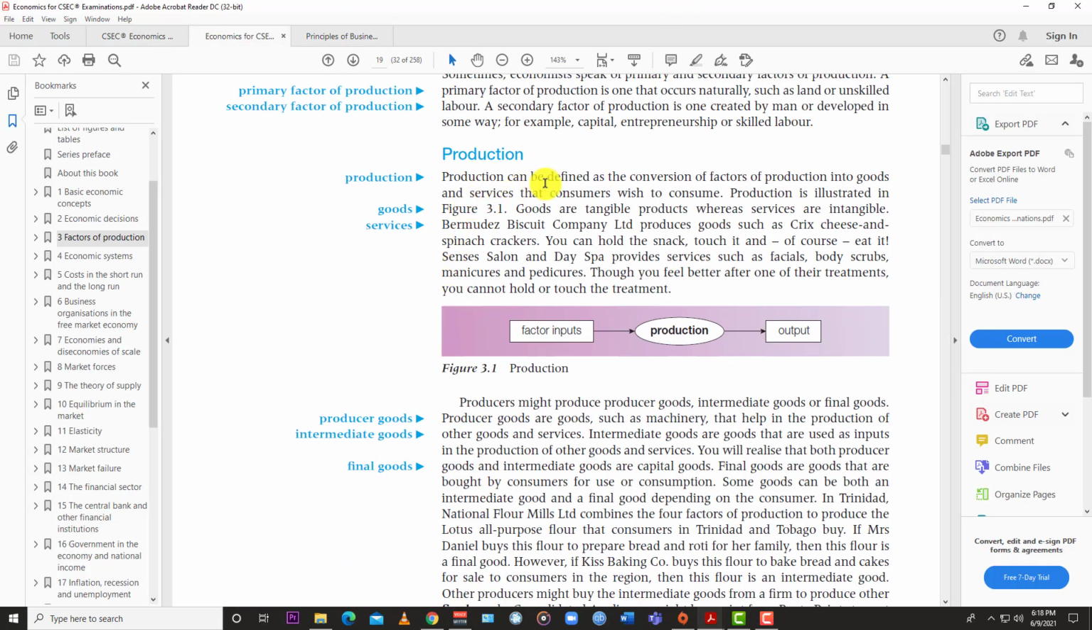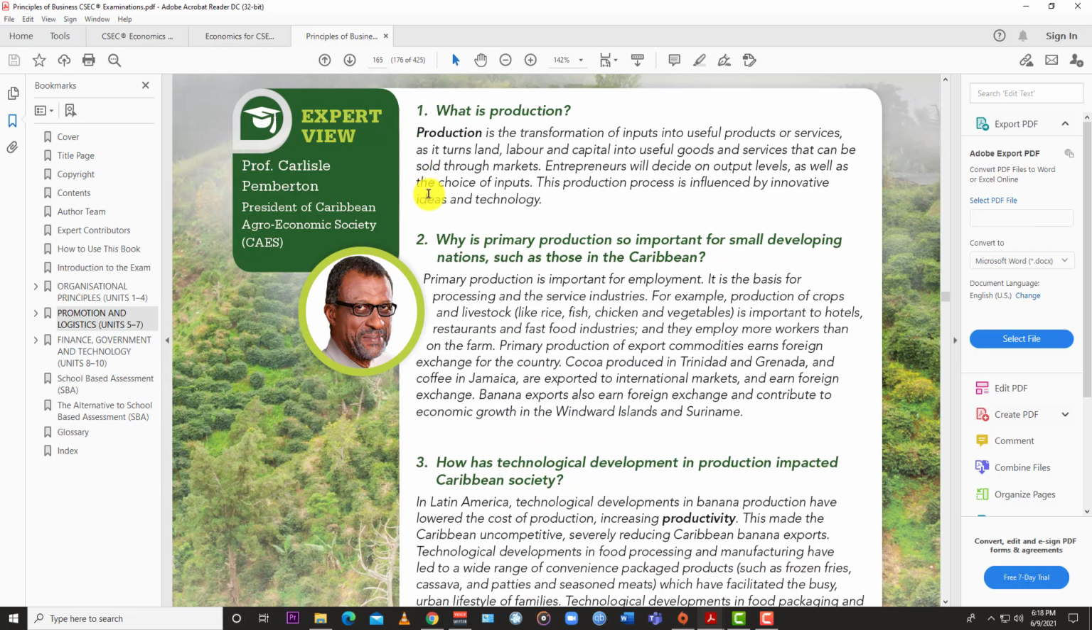So production can be defined as the conversion of factors of production into goods and services that consumers wish to consume. Okay, fair enough. Long, kind of winded, but whatever. See, factor inputs, production outputs. Alright, let's see the next definition. Production is the transformation of inputs into useful products or services as it turns land, labor, and capital into useful goods and services that can be sold through markets. Okay, that's the next definition right there for production.